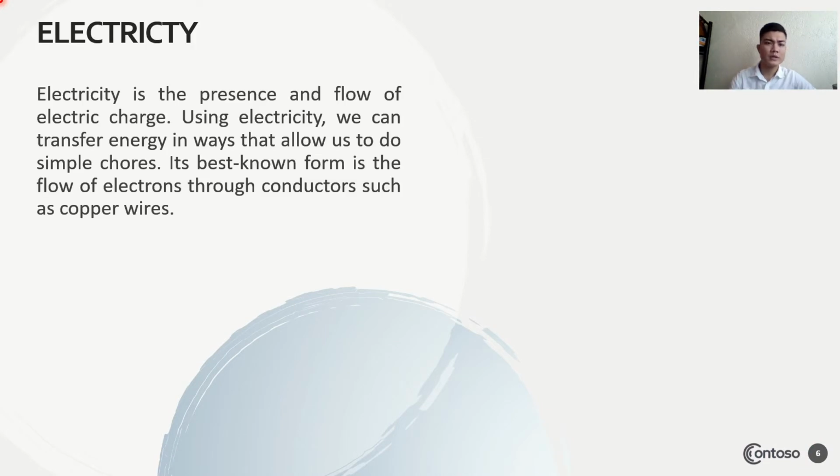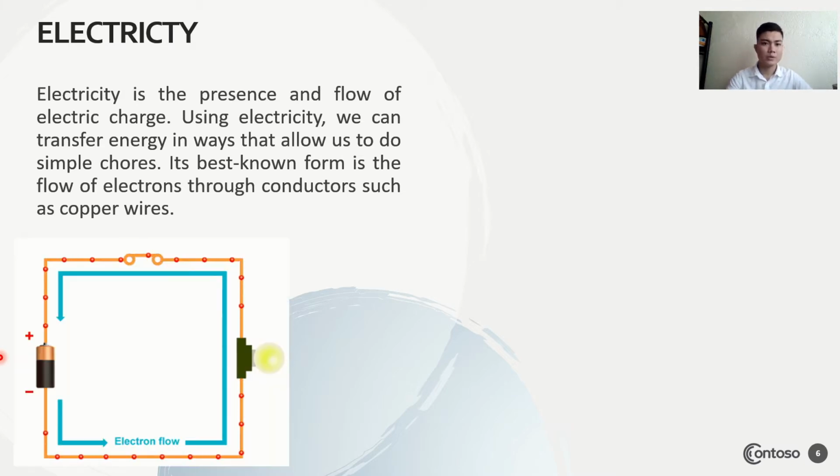So before anything else, let us have first a little background about electricity. Electricity is the presence and flow of electric charge, specifically electrons. Using electricity, we can transfer energy in ways that allow us to do simple chores. Its best known form is the flow of electrons through conductors such as copper wires. So in general, when we say electricity, it is the flow of electrons, and these electrons possess energy capable of transforming into other forms of energy. And this idea is very important.